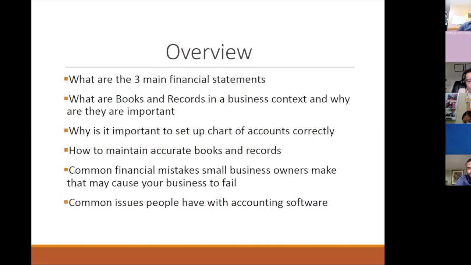The next topic that we're going to cover is, what are books and records in a business context, and why are they important? And why is it important to set up a chart of accounts correctly, right? And how to maintain accurate books and records, common financial mistakes small business owners make that may cause your business to fail, and common issues people are having with accounting software. So let's dive into it.